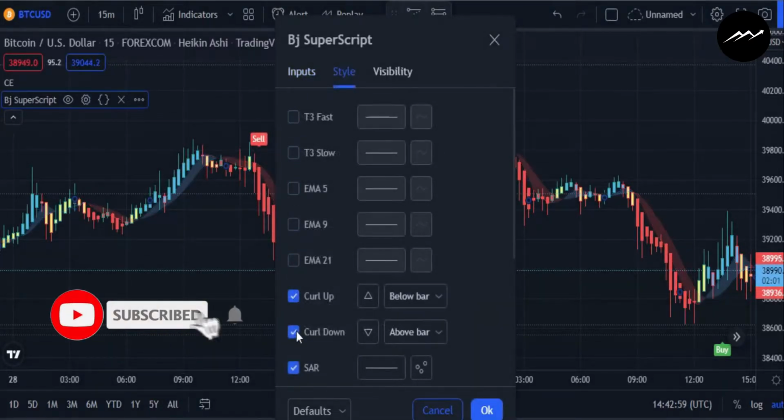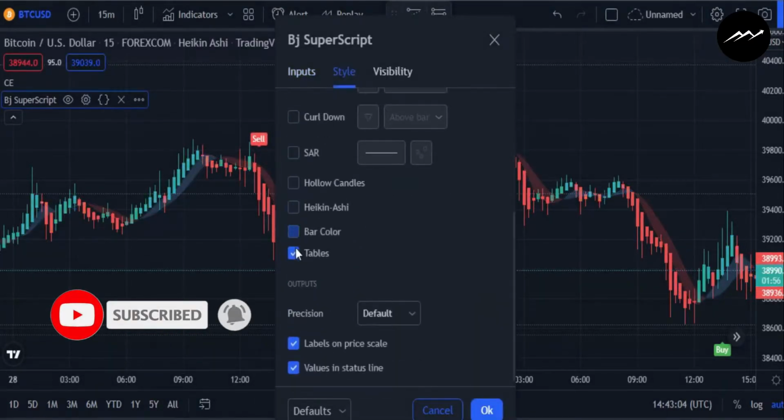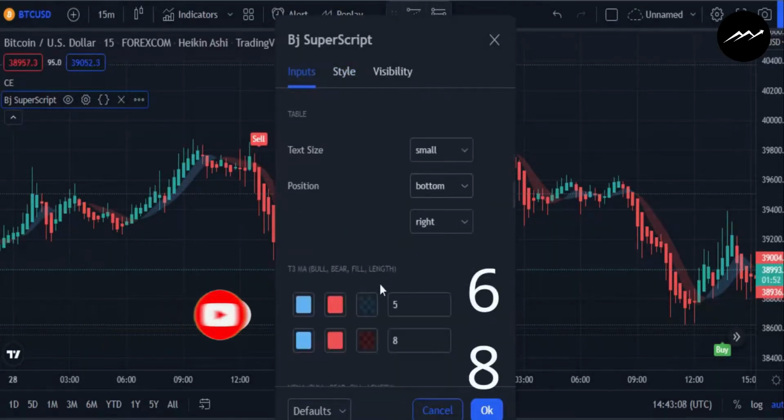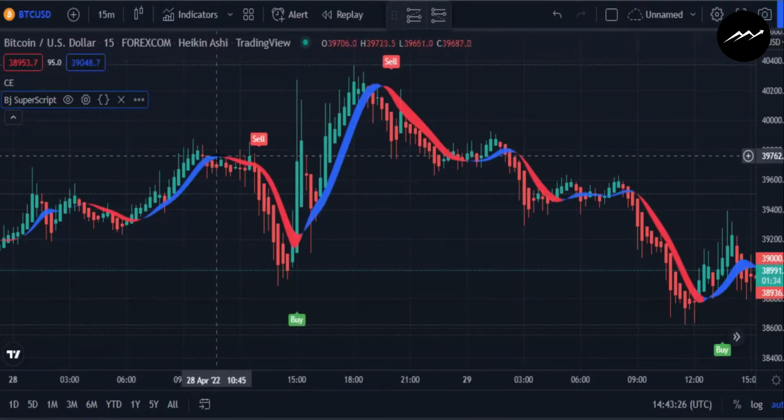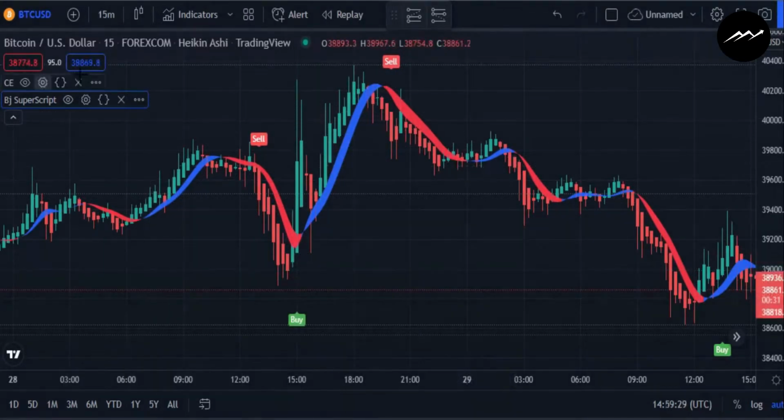Now in the Style tab, turn off all the options, and in the Input tab, change the value of T3 MA to 6 and 8, respectively, and adjust their colors according to the video. Therefore, the color of the indicator becomes clearer and we can see the indicator better on the chart.